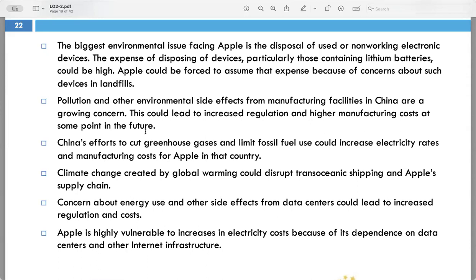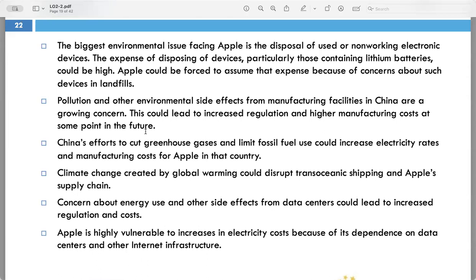China's efforts to cut greenhouse gases and limit fossil fuel use could increase electricity rates and manufacturing cost of Apple in the country. Climate change created by global warming could interrupt transoceanic shipping and the Apple supply chain.